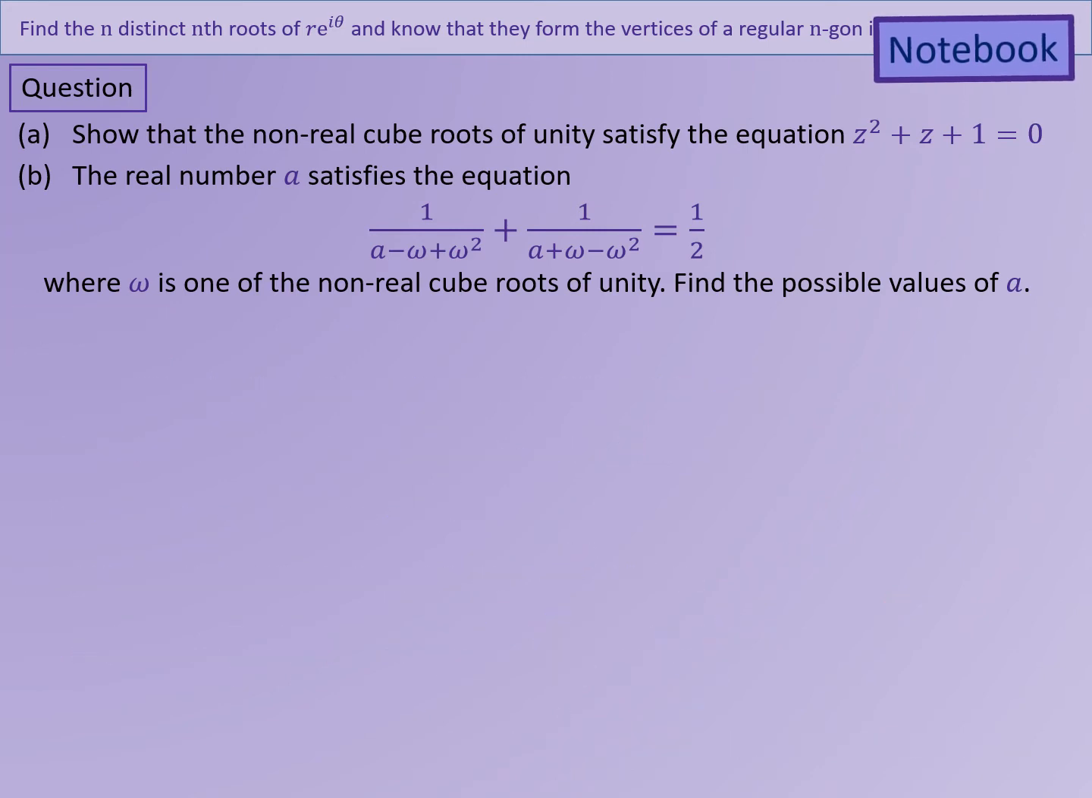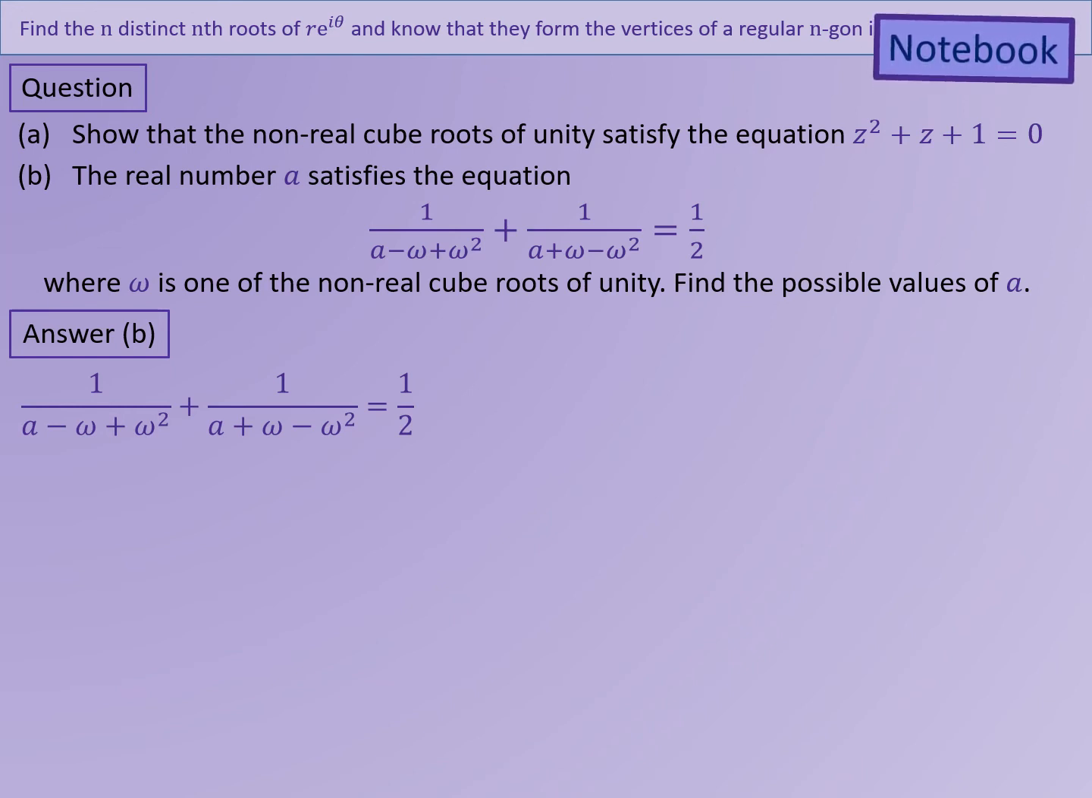Right, so look at part B then, and see what this bit's on about. The real number a satisfies this equation. So I've got this beastly equation here, with very similar fractions except for changes in signs, where omega is one of the non-real roots of unity. So one of those 2 previous answers. Not that I'll probably need them.